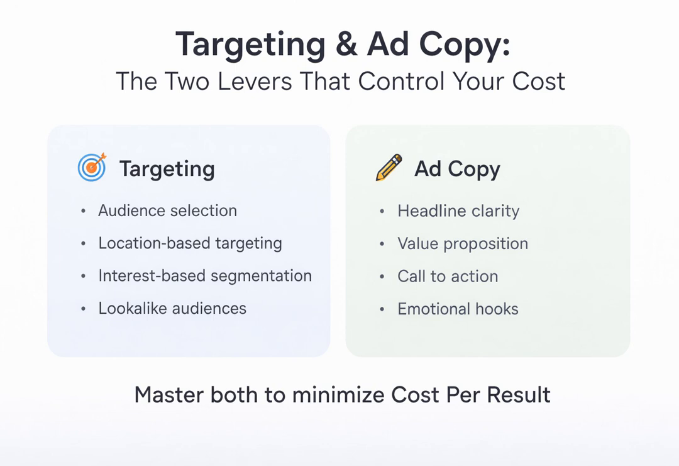Targeting means choosing the right audience, the right location, the right interests, the right demographics. Ad copy means crafting a message that resonates, that speaks directly to what your audience cares about. When both of these are dialed in, your cost per result drops dramatically. This is where most of your time and testing effort should go.